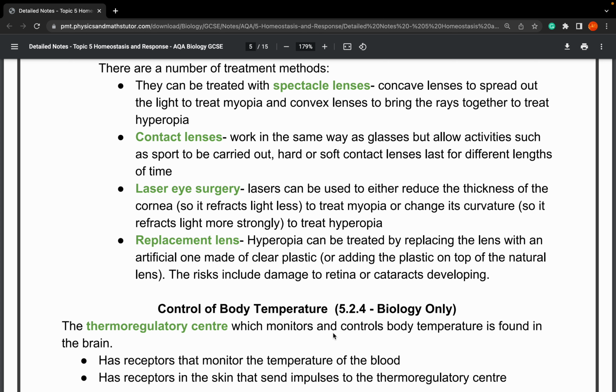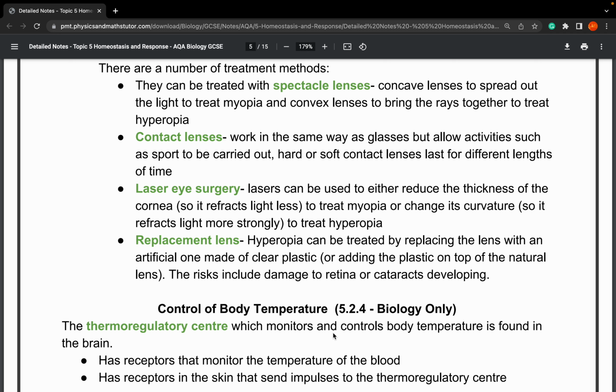Laser eye surgery. Replacement lens. So hyperopia can be treated by replacing the lens with an artificial lens made of clear plastic. If somebody has hyperopia, which relates to old age, they can remove that diseased lens and put in a plastic lens. It's known as intraocular lens surgery, IOL.